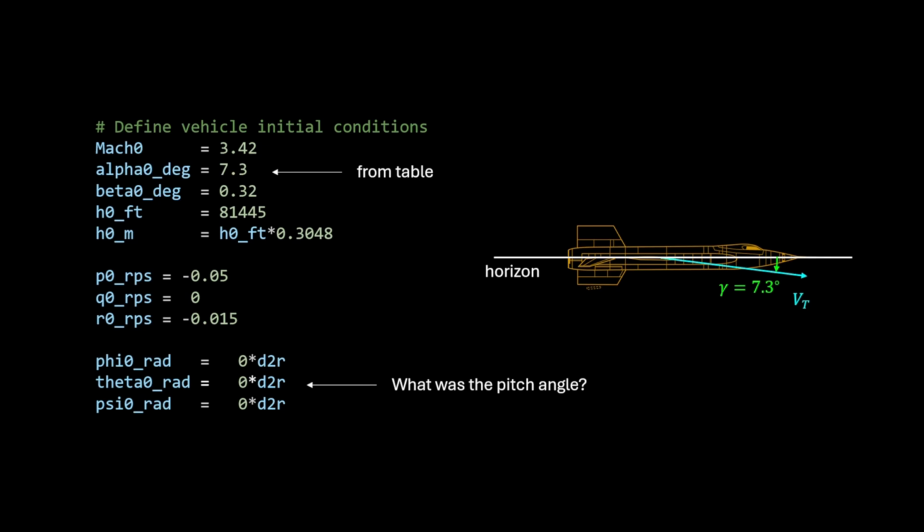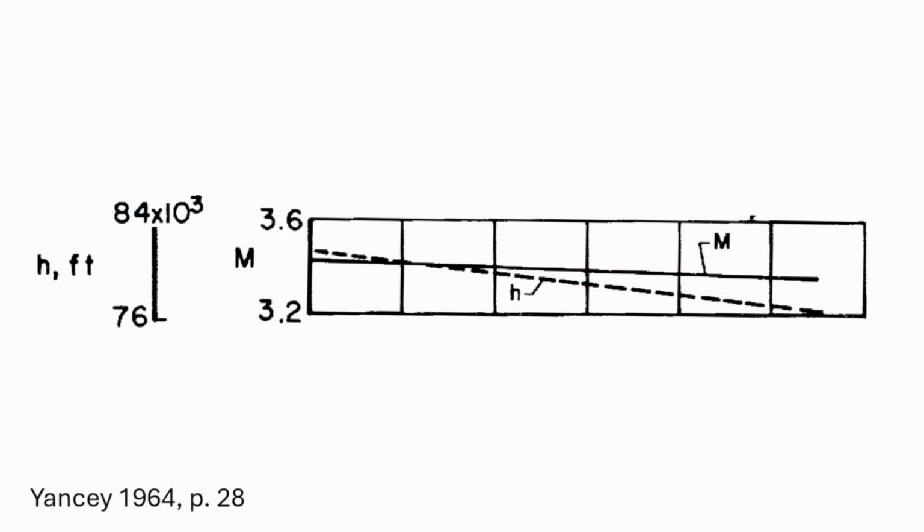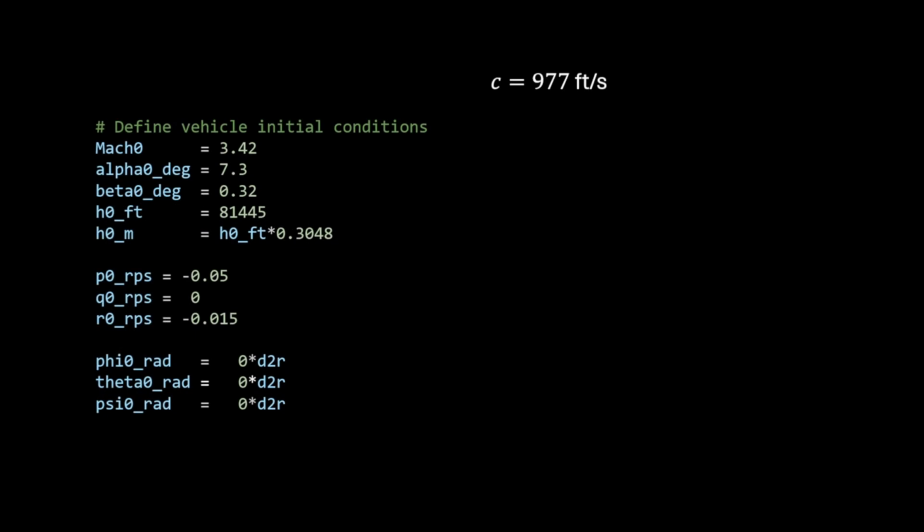Probably not. Although pitch angle is not reported, there's a way to estimate it. From the altitude versus time plot, we estimate the rate of ascent as minus 925 feet per second. For altitude between 76,000 and 81,500 feet, the speed of sound is approximately 977 feet per second. At Mach 3.4, the X-15 true airspeed then is 3,323 feet per second.